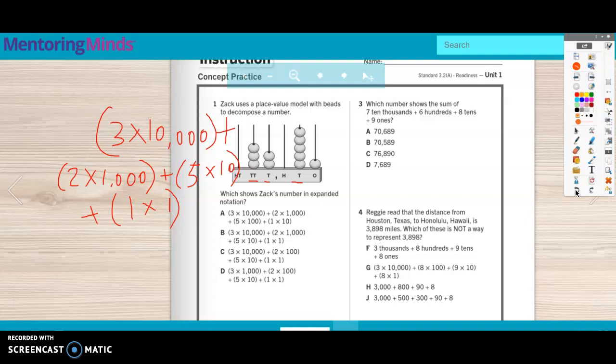not A because this part is wrong. B seems like my answer. Maybe. That's why I put a question mark. C, this part is wrong. And D, this part is wrong. So B is your correct answer.